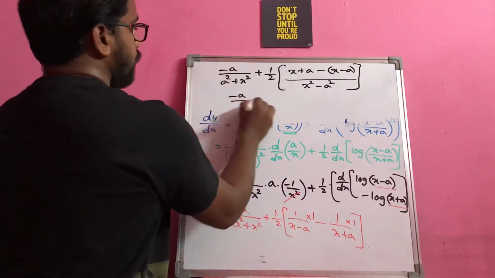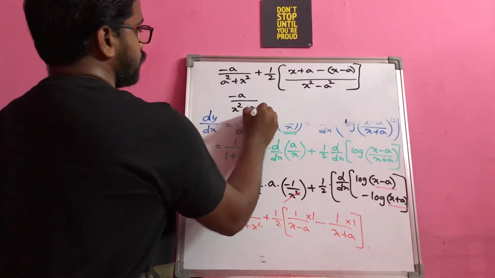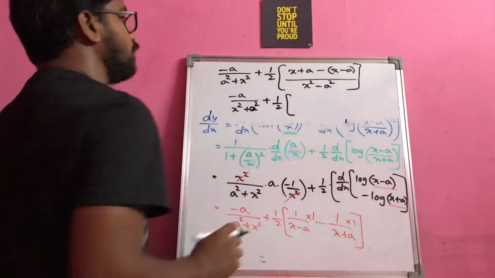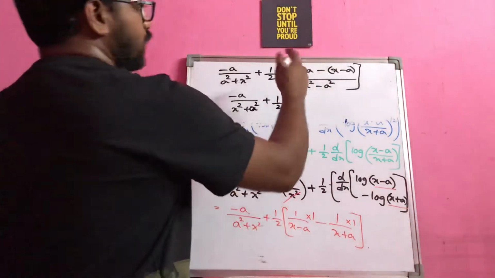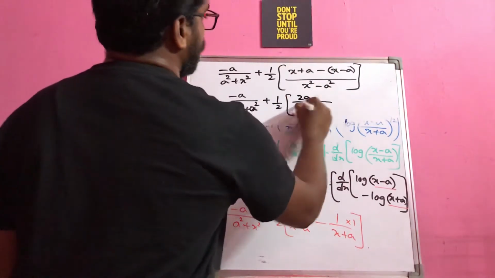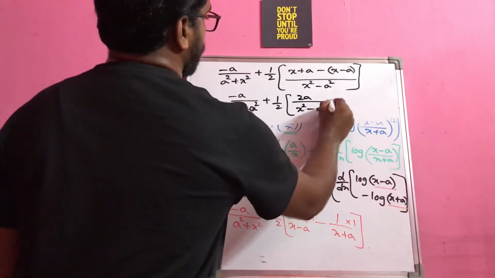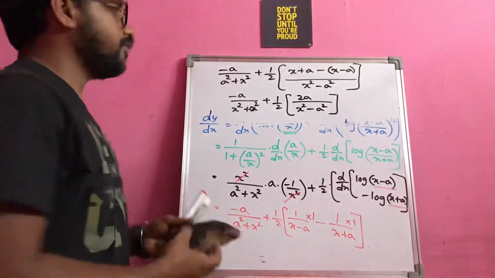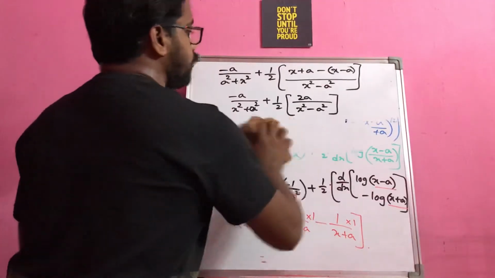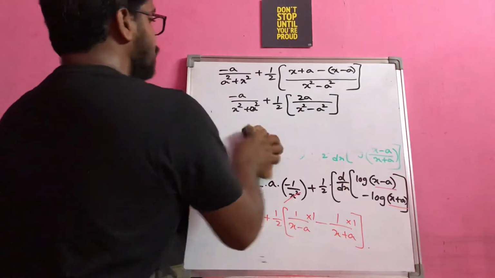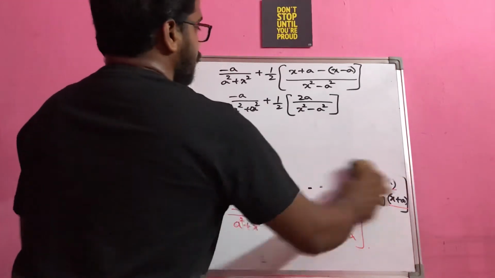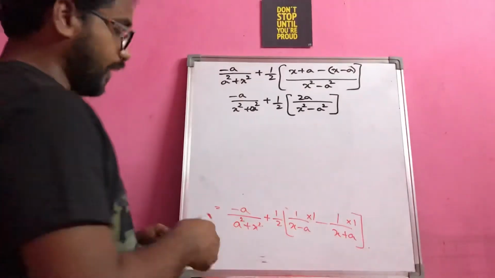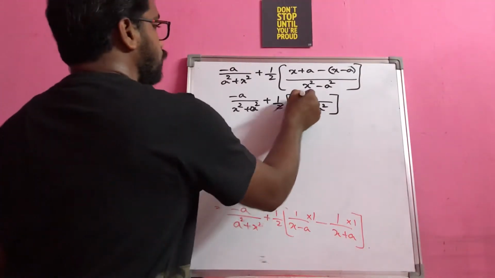Simplified further, minus a by x square plus a square plus half into, you can just remove the bracket by multiplying with minus, and x will get cancelled. You will get 2a divided by x square minus a square. So let us do further simplification, because we have to prove dy by dx is equal to 2a cube by x power 4 minus a power 4. Let us see how we get it. So this 2 and 2 will get cancelled.